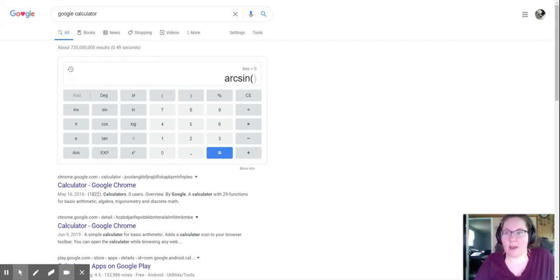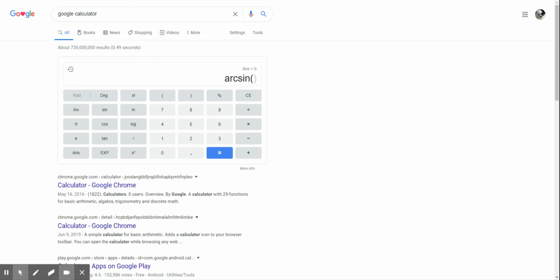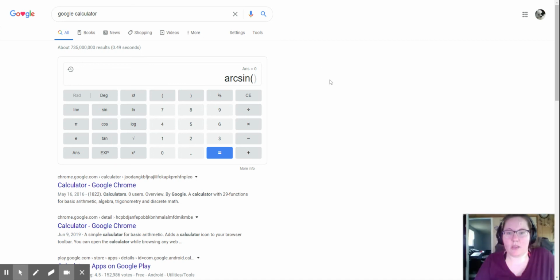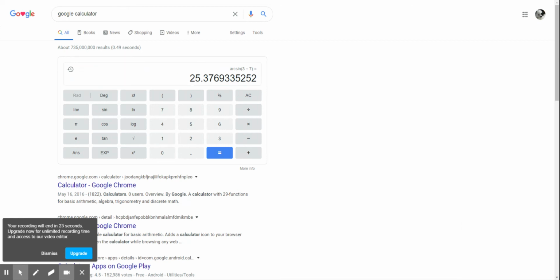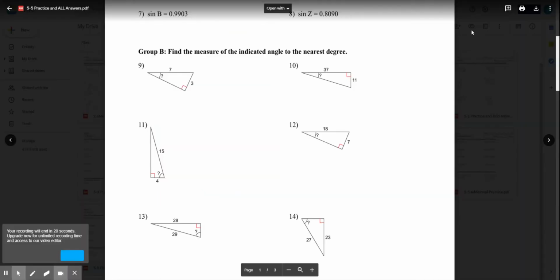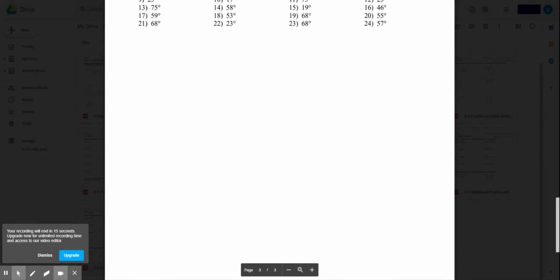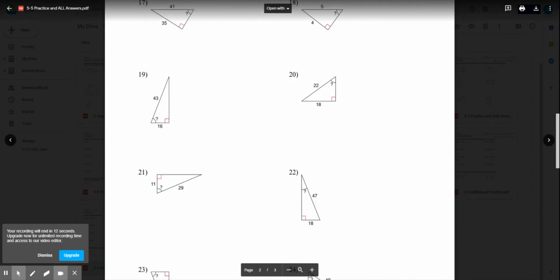So let me go back to the paper real quick. What was that number? It was the inverse sine of 3/7. Of 3 divided by 7. Okay, hit equals. It's going to give you your answer, which it says to round to the nearest degree, so that should be 25. Okay, so this answer should be 25. And I'll go ahead and go down to the answer key real quick just to check that out. That answer is 25.